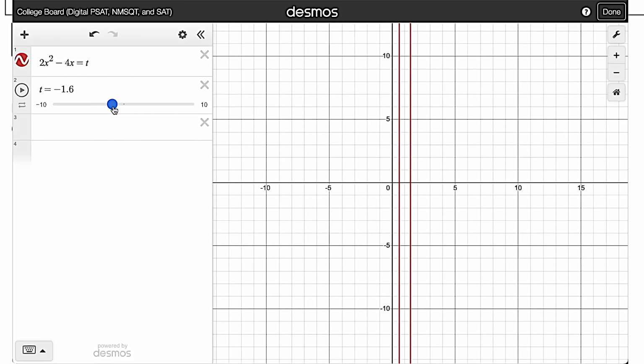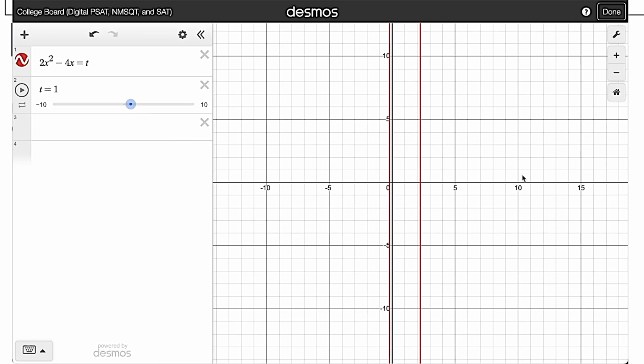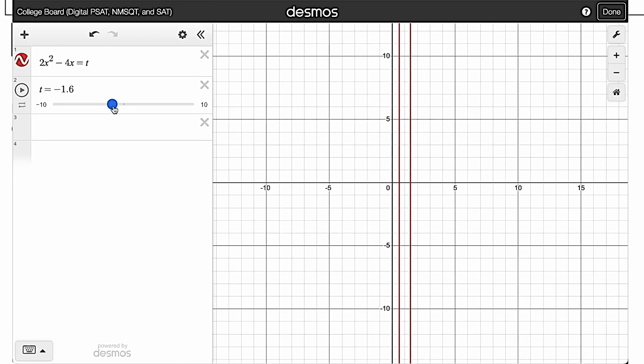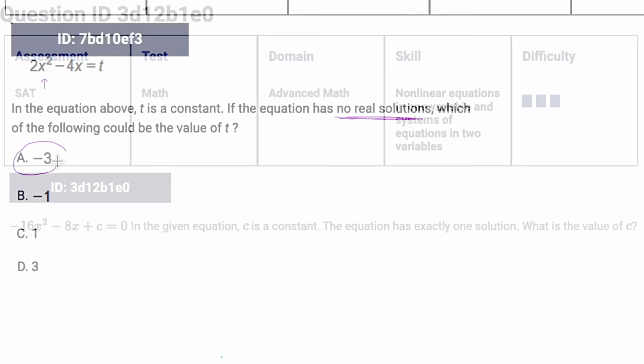So if I go to -1, we can see it crosses the x-axis twice. Another answer was 1. We can see it crosses the x-axis twice. The other answer was 3. So you can see it crosses the x-axis twice. So that answer, -3, where it doesn't cross over the x-axis at all, was our correct answer. So choice A. All right.